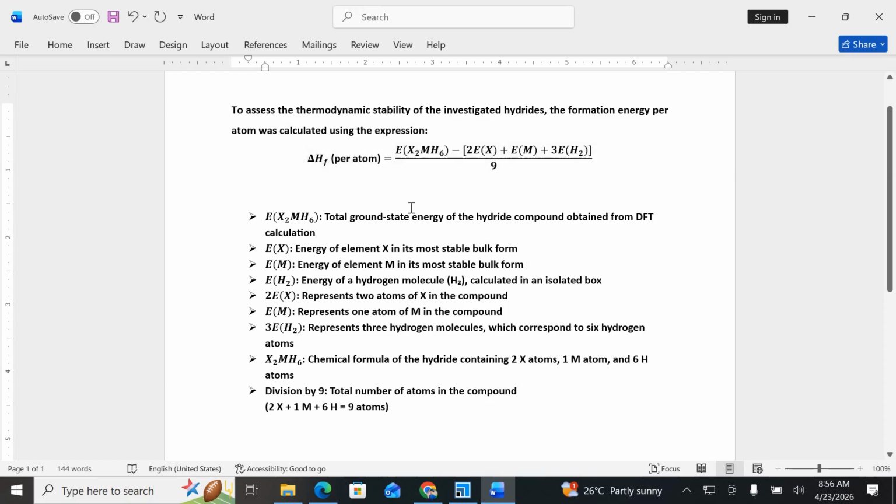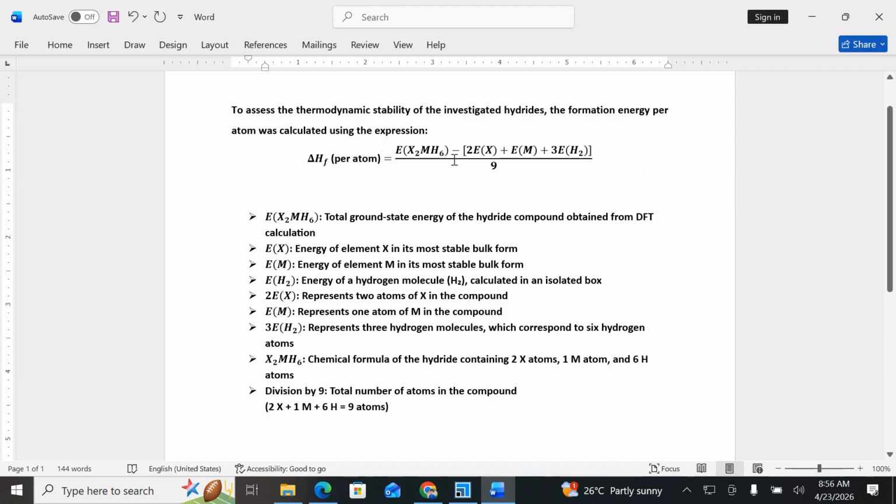As you can see on the screen, I just wrote the general formula for the hydride. I wrote it for hydride perovskite, but if your material is changed, you can modify this. This is the most general form. To assess the thermodynamic stability of the investigated hydride, I use this formula as you can see on the screen.